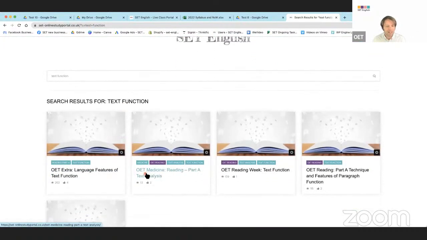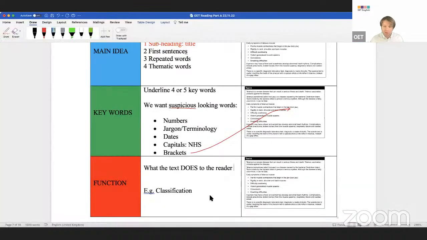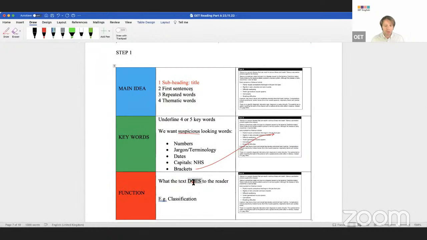Okay, part A, text analysis, language features of text function. It's also in topics as well at the top. All right. Today we're going to leave it, and I'll test you guys. Some of you guys know this already. I'll test you when we practice. But just for today, guys, you just need to think this is what the text does to the reader. Okay.